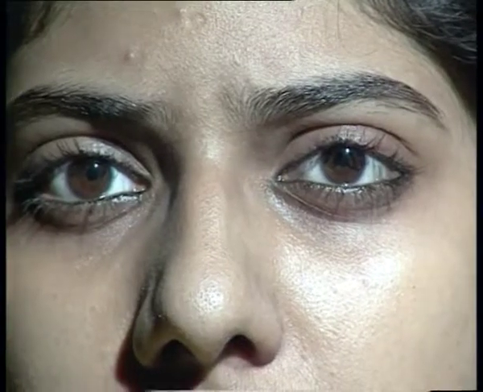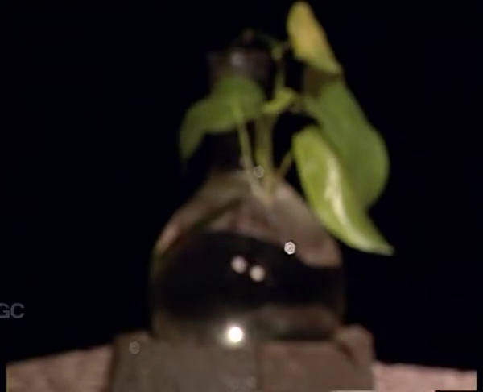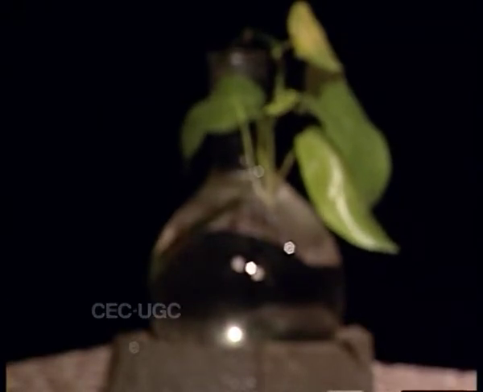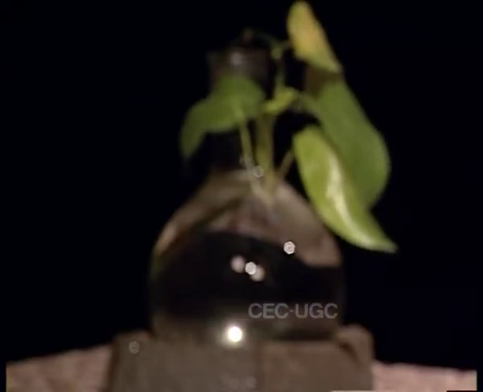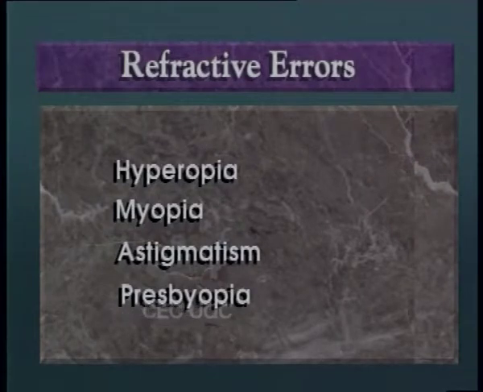If the eye does not refract light correctly, the image we see is blurred. This is called refractive error. There are 4 types of common refractive errors: hyperopia, myopia, astigmatism, and presbyopia.